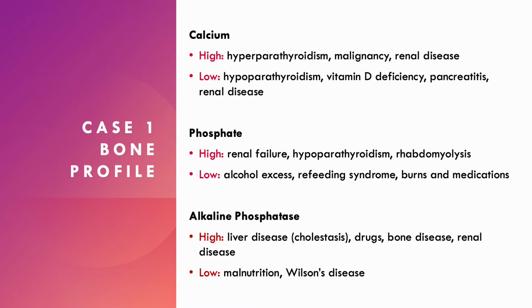Causes of a low alkaline phosphatase are malnutrition and Wilson's disease, which is a genetic disease which can cause a buildup of copper in the body.